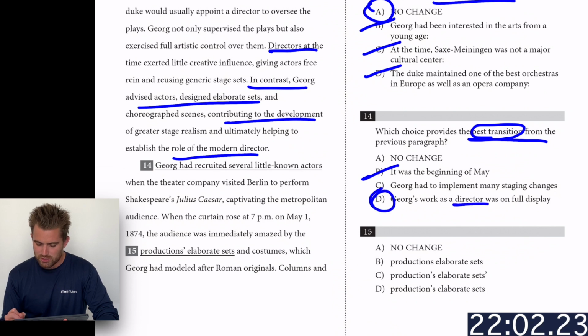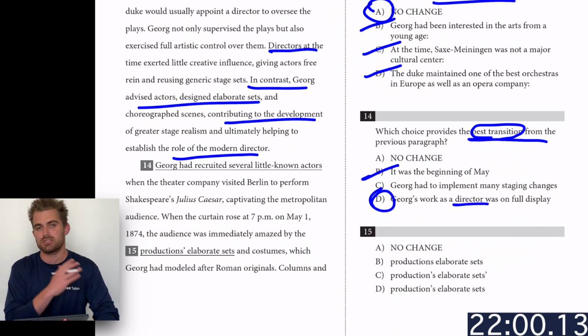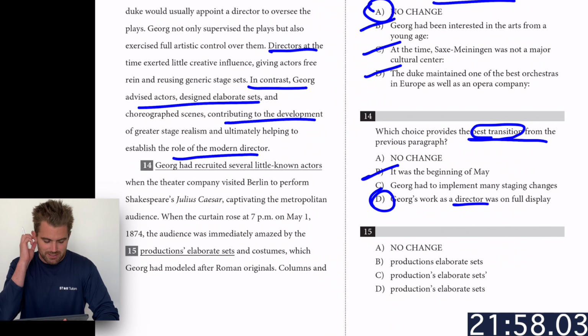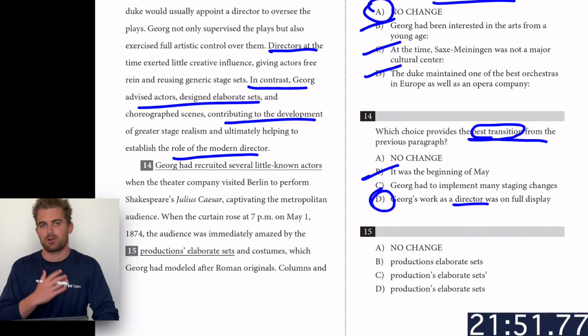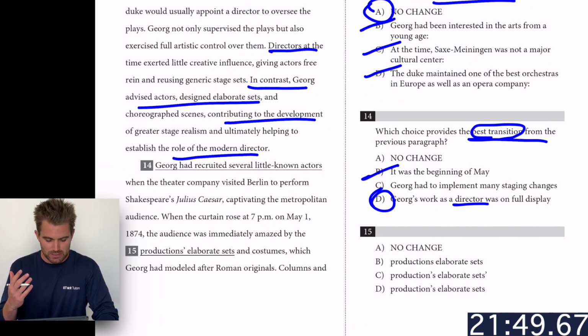The word director here clues me in that it should be D, but that's just having seen so many tests. I actually think that 14, A and C are not terrible answers. George had to implement many staging changes. It talks about in the last paragraph how involved he was doing staging redesigns, right? Staging sets. But it's ultimately about his work as a director and how he inspired the modern director.